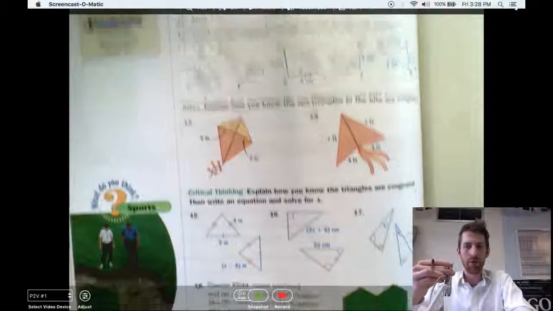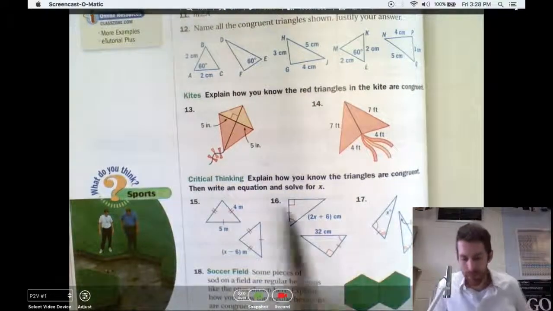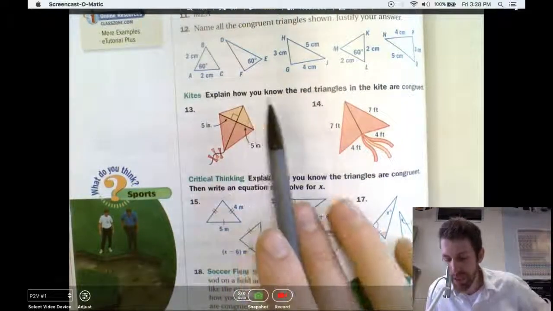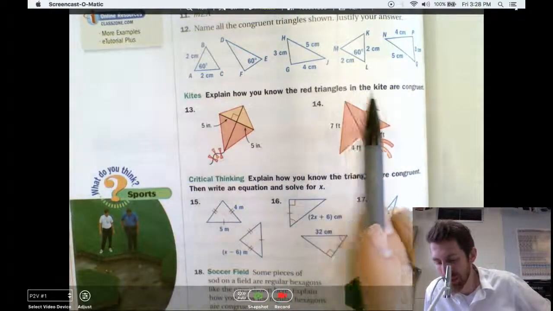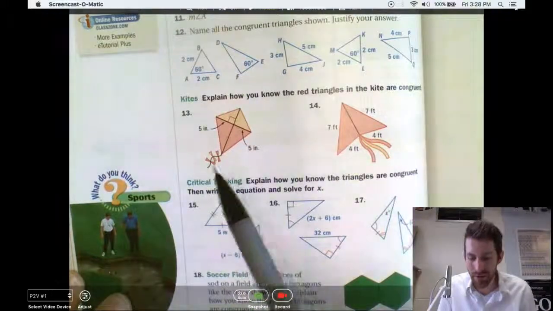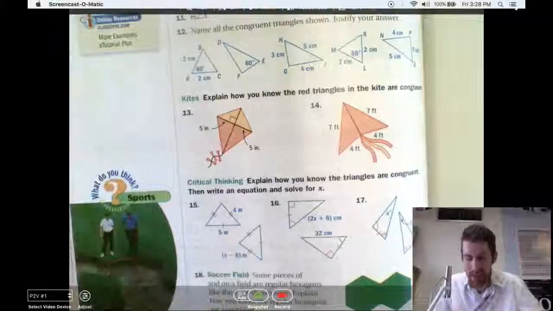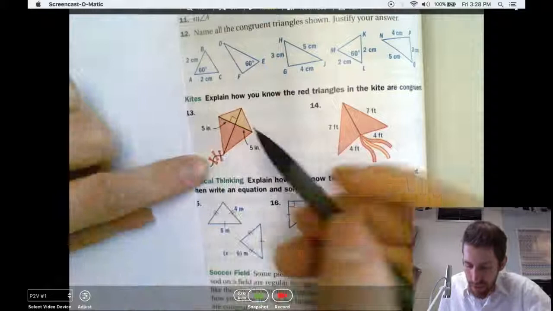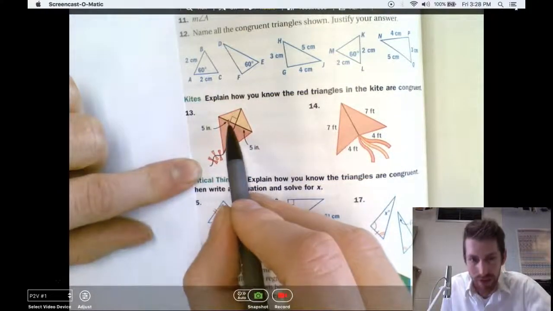Explain how you know. Check this out, number 13. Explain how you know the red triangles in the kite are congruent. Red triangle, red triangle. How do you know they're congruent? Ooh, this is fun. This one's 5 and this one's 5.